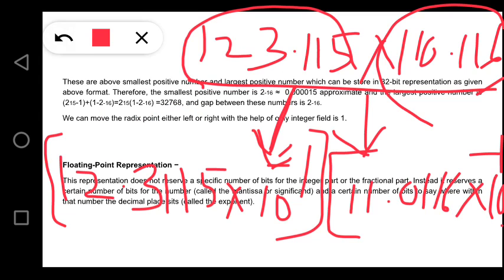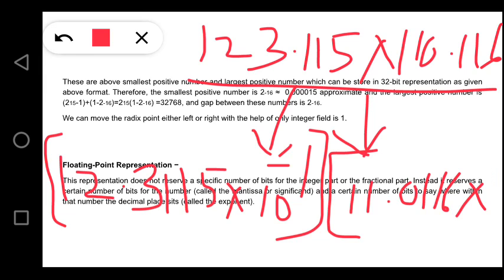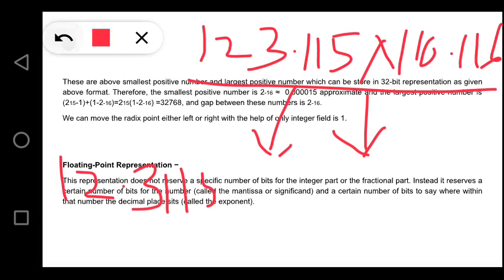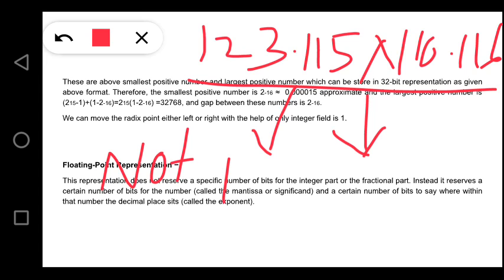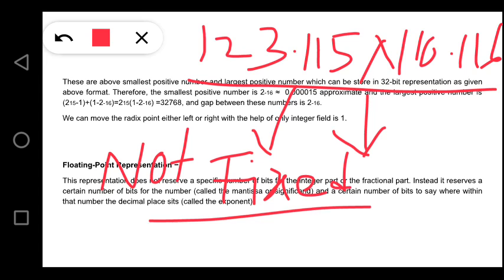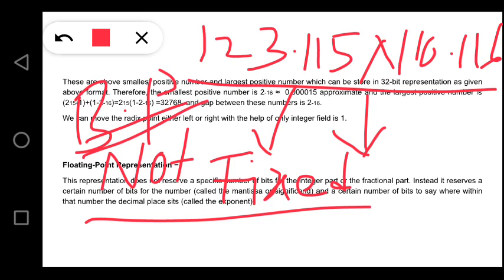So by this time you should understand that in floating point notation, the position of a binary point is not fixed. By this way, the position of a binary point is not fixed. Whether it is an advantage or disadvantage, yes, of course, definitely it is an advantage.